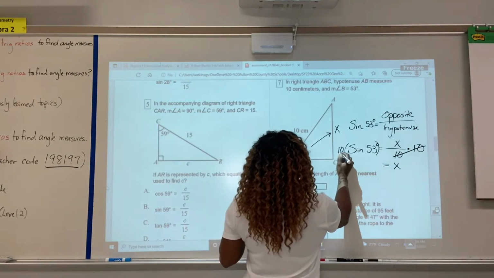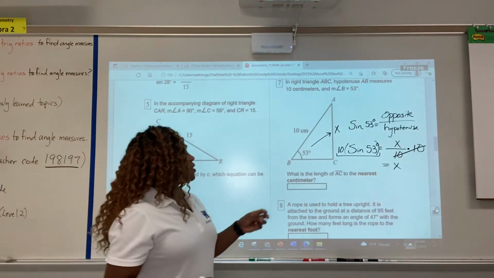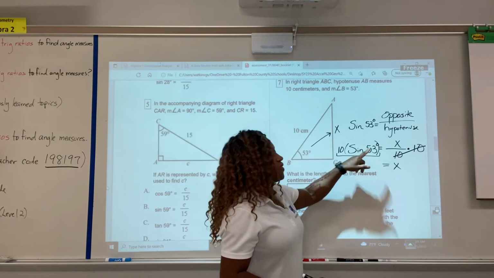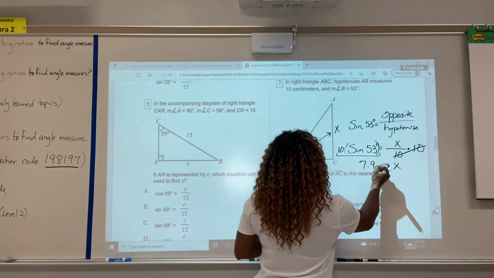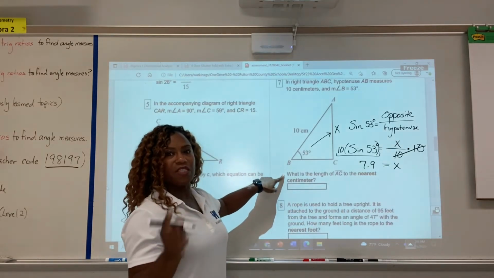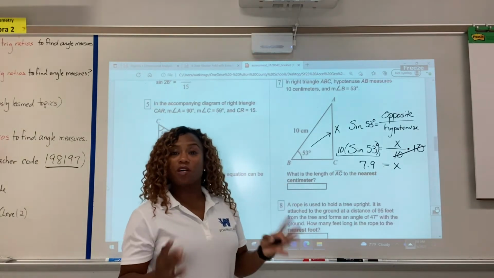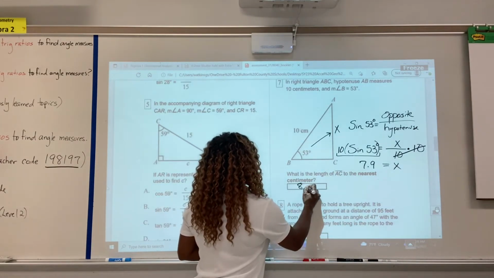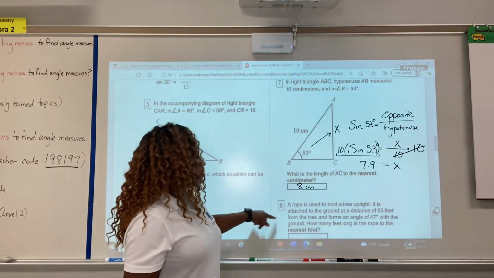But now I've got to actually do this work in order to get that value. So when we put this in the calculator, we'll put in 10 times the sine of 53 degrees, and it's going to give us 7.9. However, it says what's the length to the nearest centimeter. That means the nearest whole centimeter, because it didn't say nearest tenth or nearest hundredth. So we want the whole number value. If I round 7.9, it will give me 8 centimeters. Okay, there's the answer. Now let's take a look at number 8.